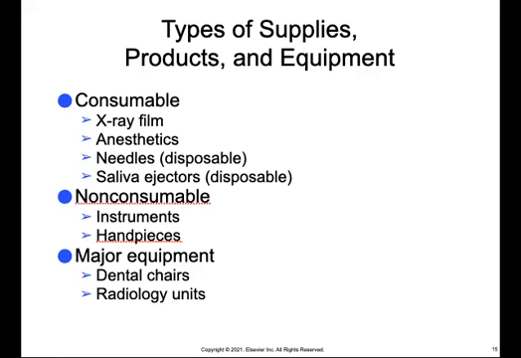Non-consumable products are supplies and products that can be reused for a specific length of time before they must be replaced. These are things like instruments and hand pieces. Major equipment includes equipment that can be used for longer than 1 to 2 years. And this is big equipment items like dental chairs, radiology units, autoclaves, and other big major equipment like that.